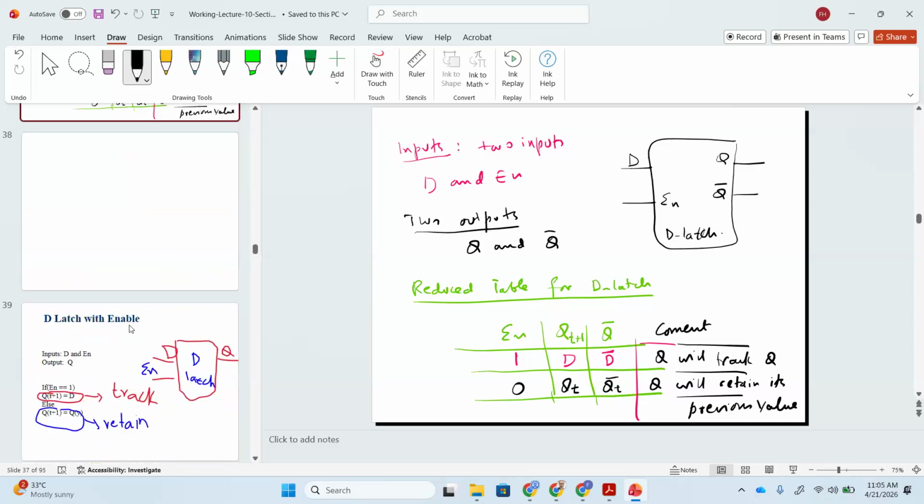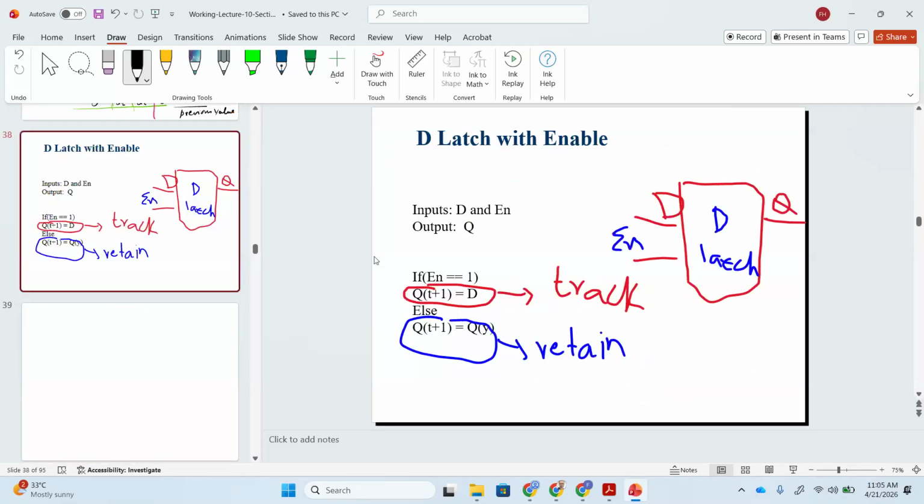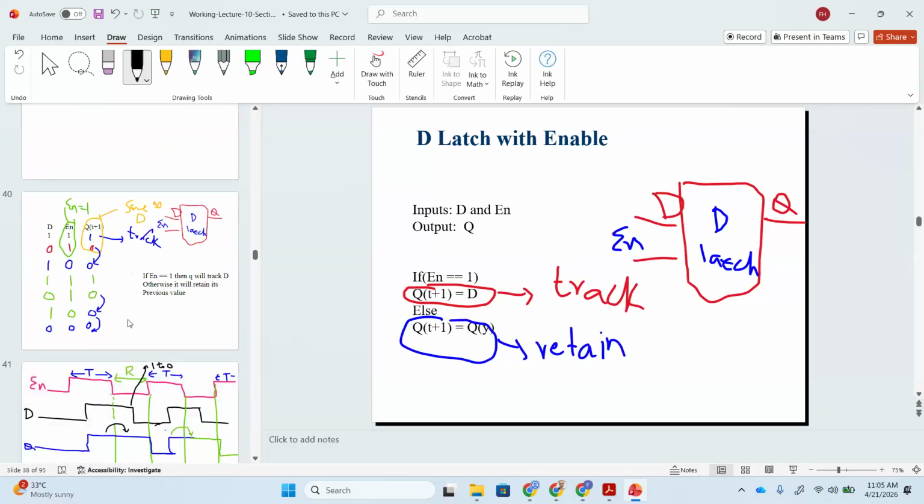So now can you see here? This is now my enable. So the inputs are D and enable. The output is Q. So if enable is equal to 1, Q(t+1) is equal to D. And then can you see Q(t+1) is equal to Q(t), which is called the retain mode. And I will explain this with an example.